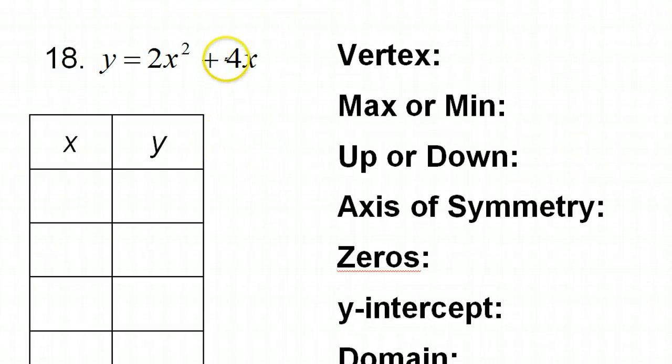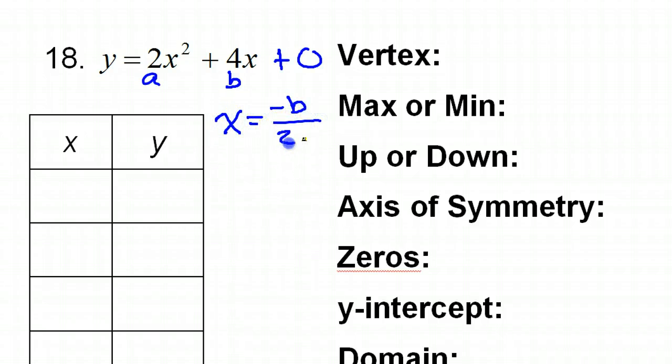All right, looking at number 18. Please understand that this is your A and this is your B value. It's the C value that's 0. We know that this is B because it has the X. The X term is the B term. That's important because when we are dealing with standard form, if we want to find that vertex, we're going to use the formula opposite of B over 2A. This will give us the axis of symmetry, which will also give us the x value of the vertex. So opposite of B, so that's negative 4 over 2A, so that's 2 times 2.